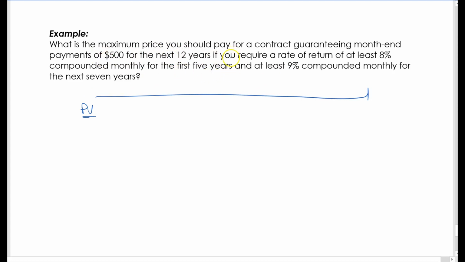So guaranteeing month-end payments for the next 12 years. Okay, so the first 5, we're getting 8% compounded monthly. Okay, and then 9% compounded monthly for the remaining 7 years. So this is from 0 to 5, and then 5 to 12. So that's 7 years. So we're trying to find the present value.